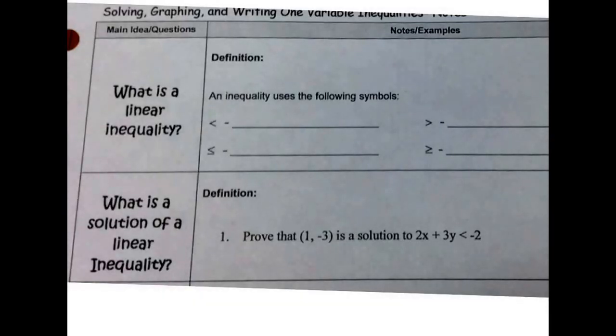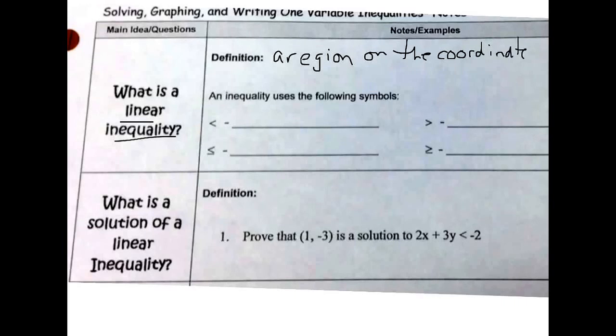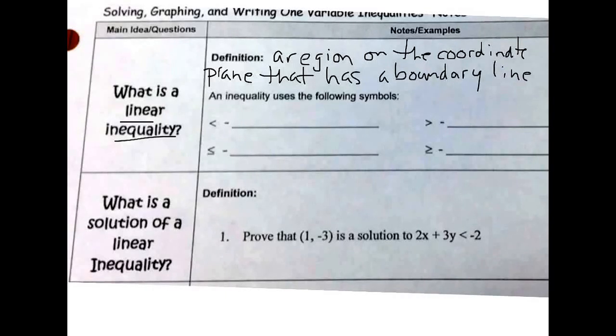Alright, so the definition of a linear inequality is a region on the coordinate plane that has a boundary line. Okay, so it's a region, which means it's an area of the graph, and a boundary line, it's kind of like an out of bounds line. It's just a line that sections off what we're talking about.